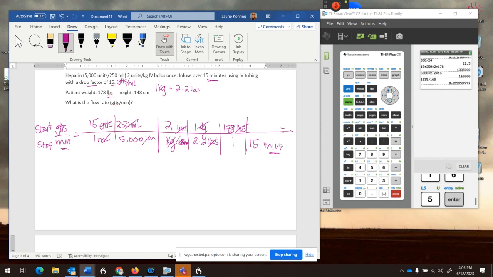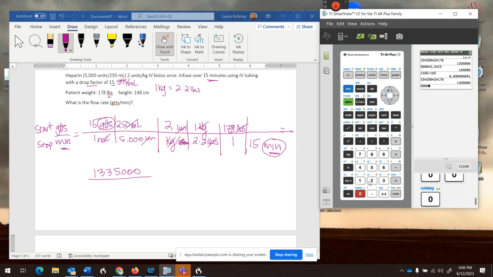All right, so we have minutes on the bottom, and then we have drops on the top, so we can go ahead, multiply across, divide by the bottom. So 15 times 250 times 2 times 178. And that gives us 5,000 divided by, so we need 5,000 times 2.2 times 15.